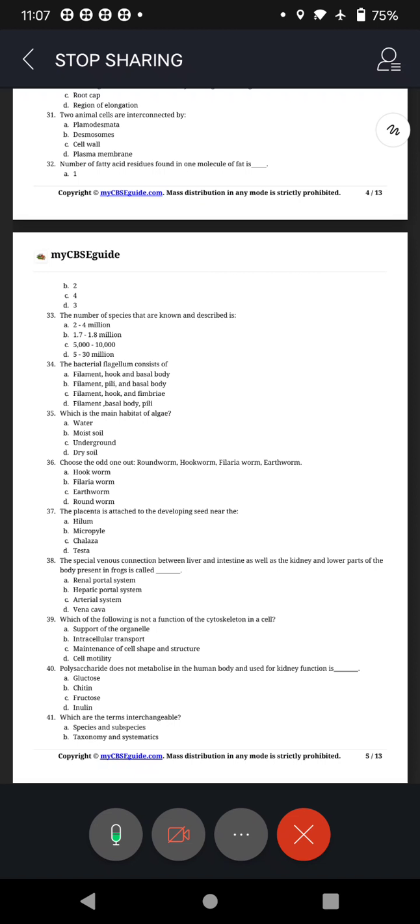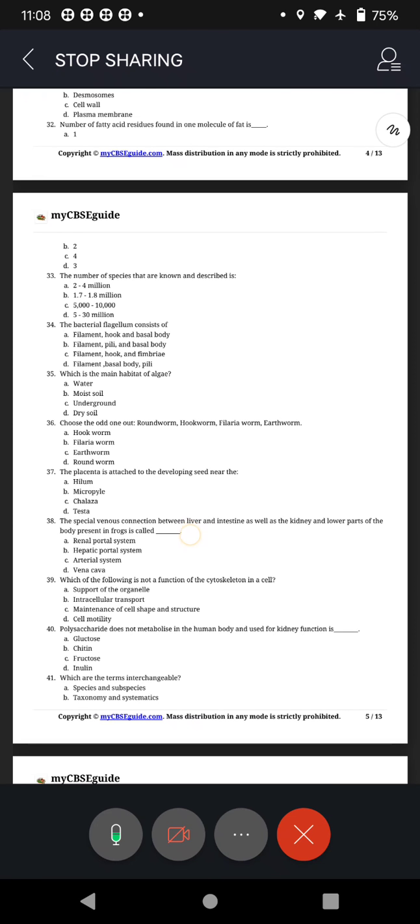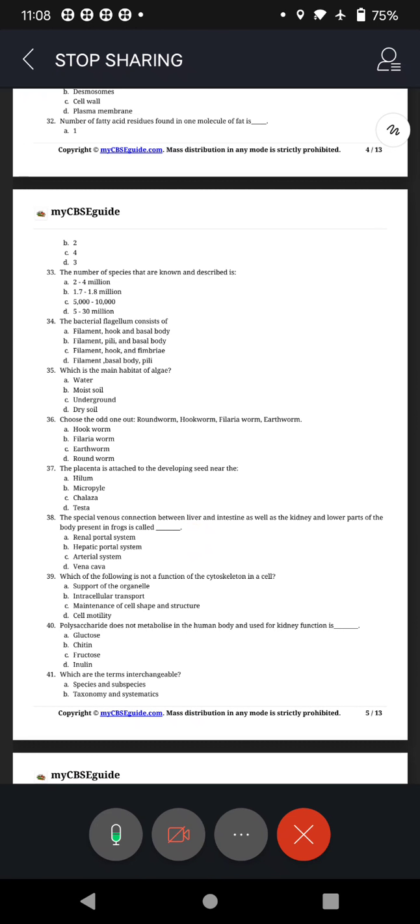Question 39. Answer B. Intracellular transport. So intracellular transport is not the role of cytoskeleton, because the question is "not". And question 40. Of course, all of you must have answered correctly.